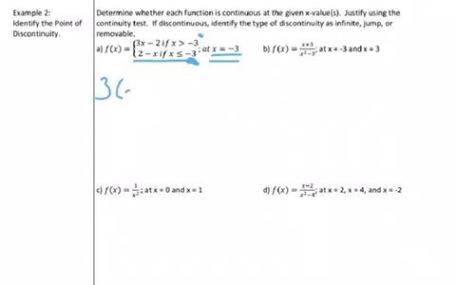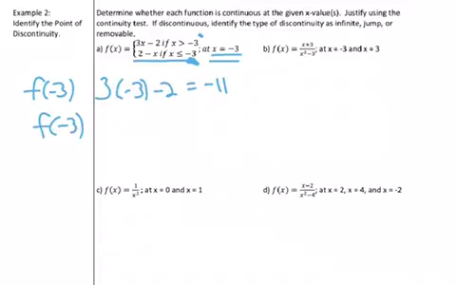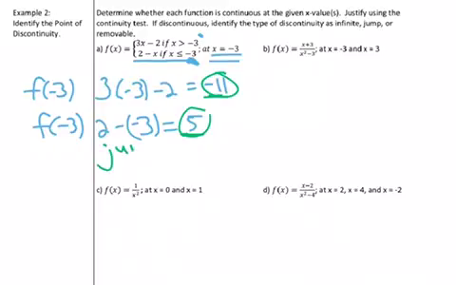So let's take a look. 3 times -3 minus 2, that is -11. That's f of -3 in the top function. F of -3 in the bottom function is 2 minus -3, which is 5. These are the outputs on our graph, and they're not the same. This indicates that the height of one is 5 and the height of the other is at -11. So that would indicate a jump. So we would say jump discontinuity at x equals -3.